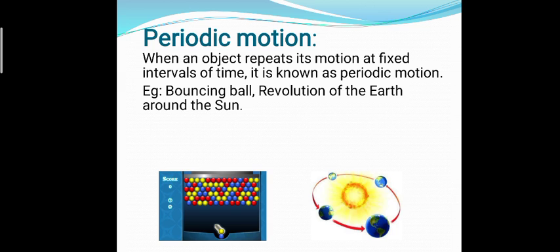Now the next is periodic motion. When an object repeats its motion at fixed interval of time, it is known as periodic motion. Example, bouncing ball, revolution of the earth around the sun. Students, I hope you are clear about the revolution of earth around the sun. This process takes 365 days or 1 year. And after this, the motion will again repeat itself. That's why we are considering it as a periodic motion.